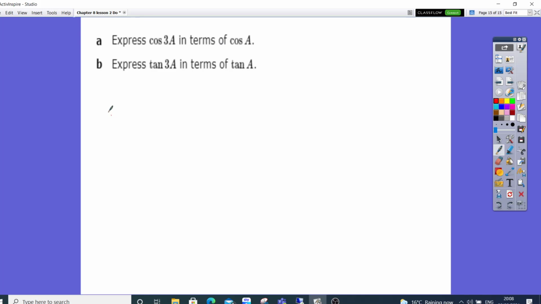So you want cos 3a in terms of cos a. So what you do is start off with cos, and you can put 2a plus a. So you're using your addition. By doing that, you will say that is the same as cos 2a cos a minus sine 2a sine a. So this is addition angles.